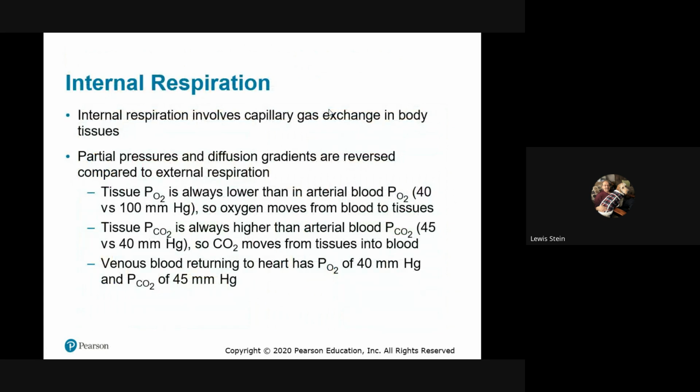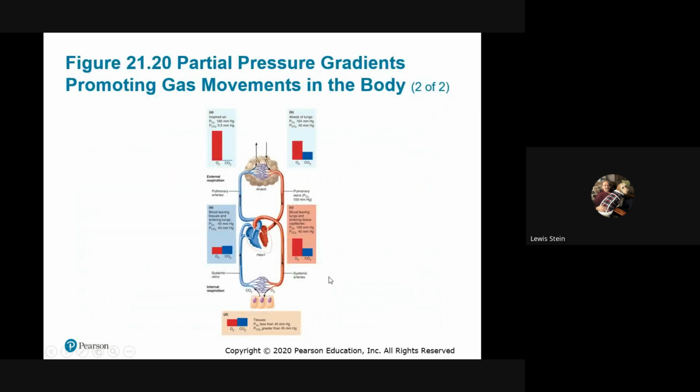At the cellular level, or what I would call cellular respiration, now you're in the other direction. Again, 100 versus 40, so oxygen moves from blood to the tissue. CO2 is higher, again, 45 to 40. And so you can see what happened. The venous blood returning to the heart has an increased amount of carbon dioxide. Again, it doesn't have to be a large increment because of the solubility aspect. And it has significantly lowered oxygen. So it's effectively the reverse of external or pulmonary respiration.